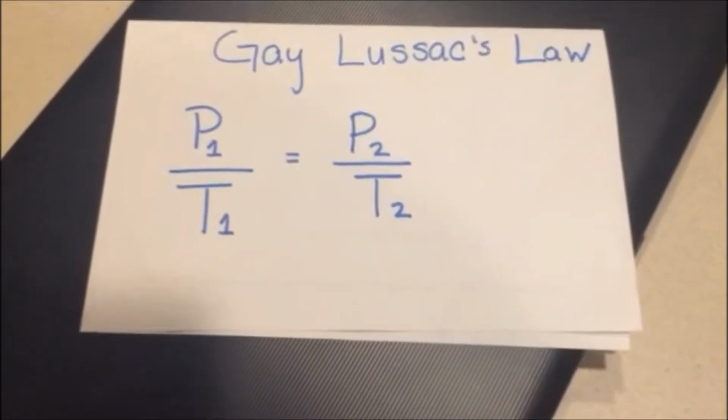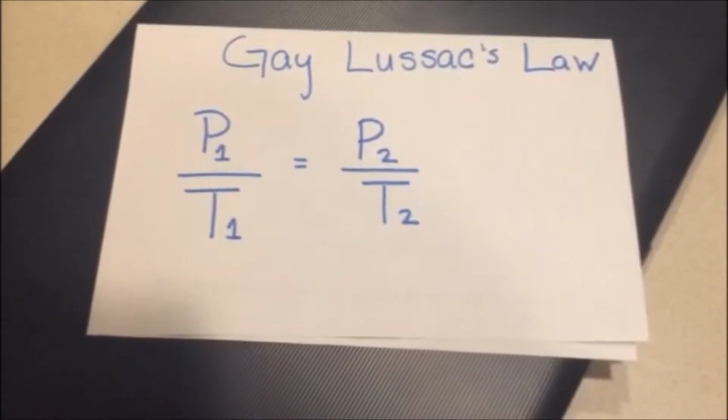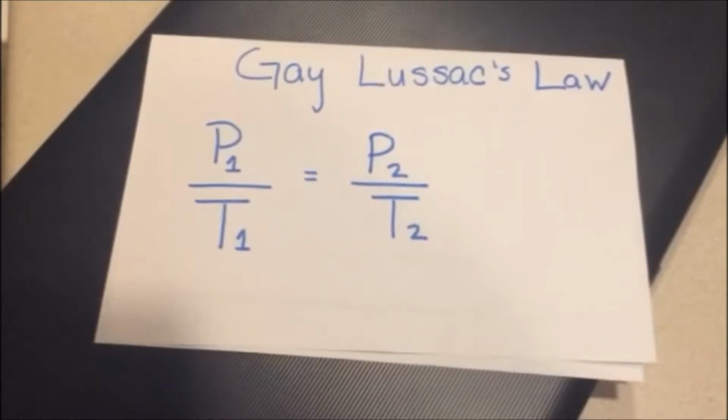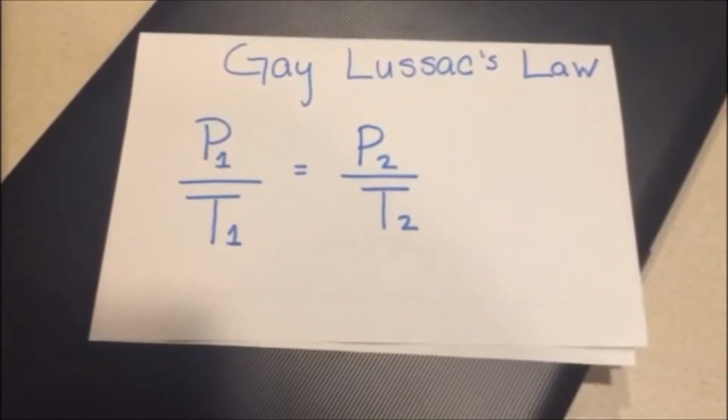Today we'll be discussing Gay-Lussac's law and how it's relative to pressure and temperature. Gay-Lussac's law formula is P1 over T1 equals P2 over T2. P is pressure and T is temperature.